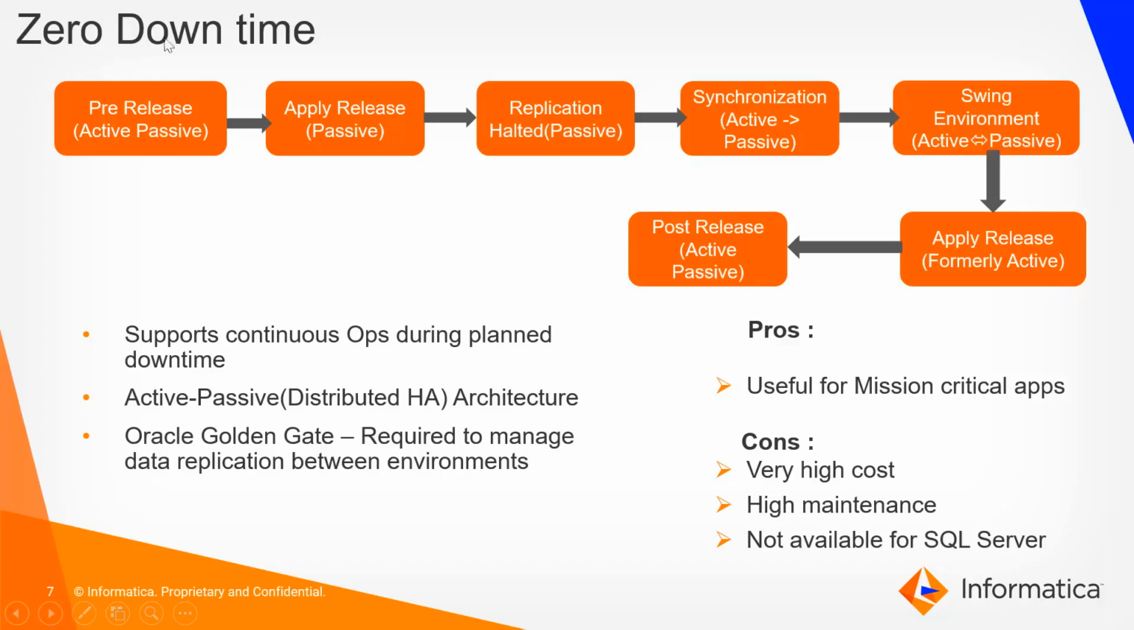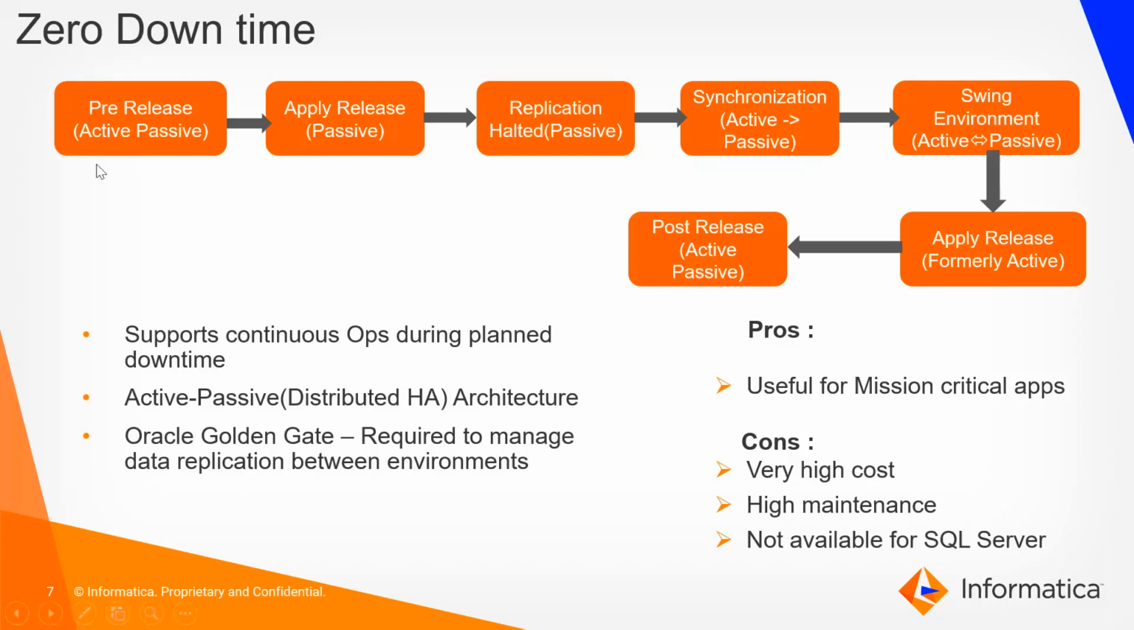Then we have the third, which is zero downtime. This is specifically used when there is a need to support continuous operations, to access the MDM services even during planned downtime, such as an upgrade. So it is typically the active passive distributed HA architecture which we just discussed. However, in terms of replication, it is specifically real time replication, and Oracle Golden Gate is required to manage the data replication between the environments, the active passive environment, right?